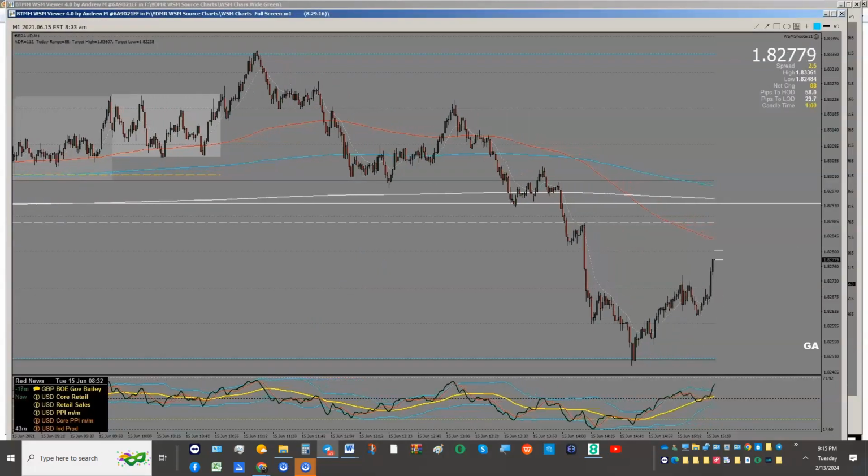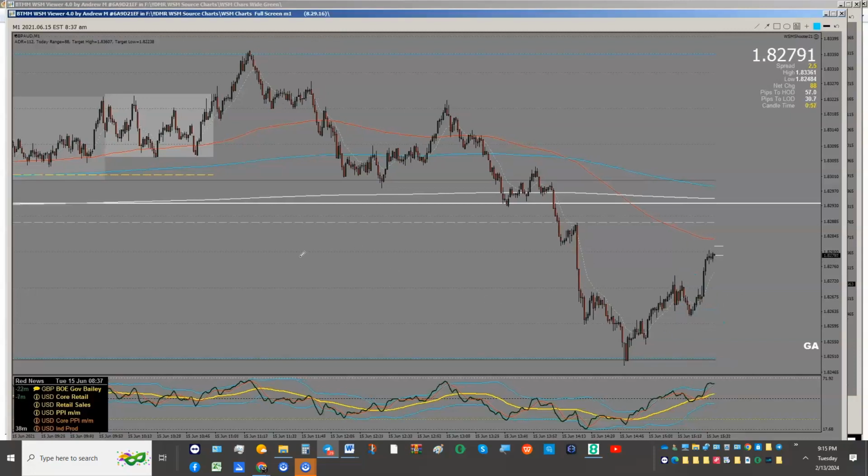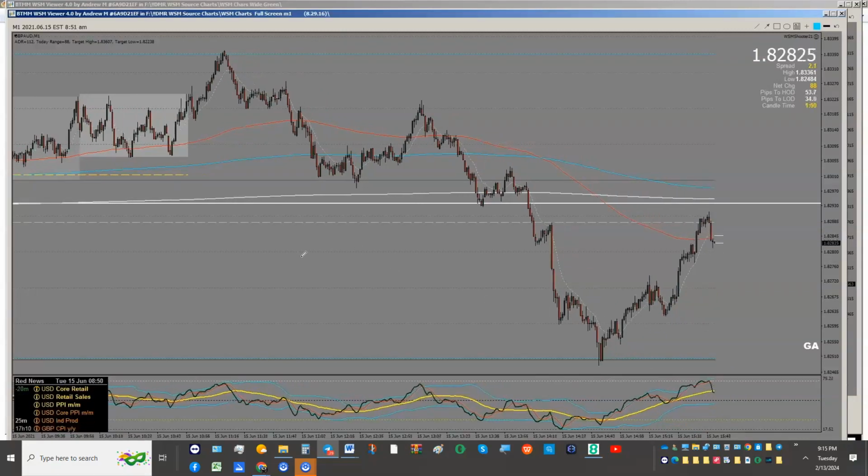A bit of a pullback. You can see here that's a 382 pullback. Again, if I pull the fib here, our 382 would run right through there. Our 50 would be here. Our 618 would be down below. So a type 1 trend is developing in GA.